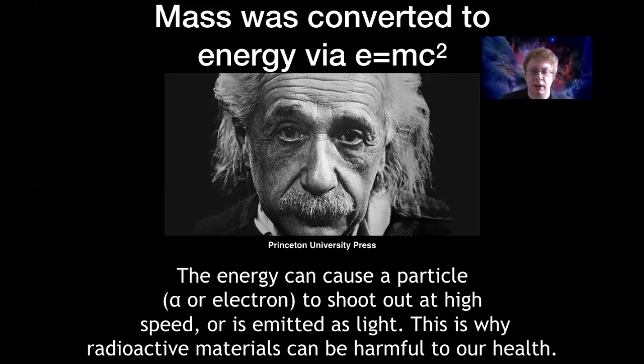Other ways that the energy can be released are by shooting out electrons at high speed, or by emitting high energy light rays, high energy photons. So this energy release is why radioactive materials can be harmful to our health. Radioactive materials release little packets of energy, which when they interact with our cells and the DNA in our cells can damage us. This is why radiation is something that we have to watch out for.